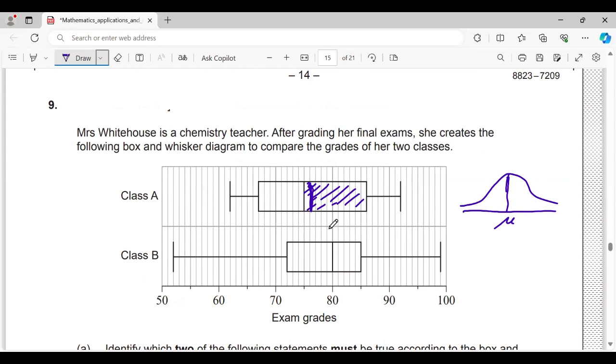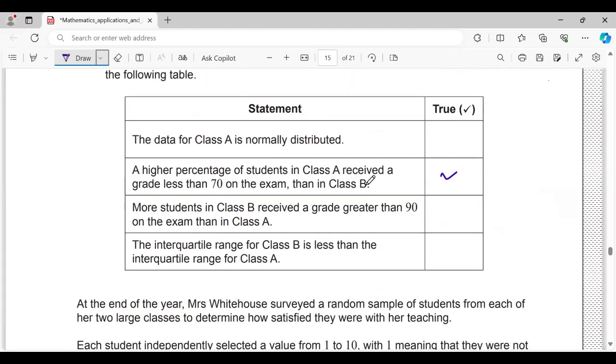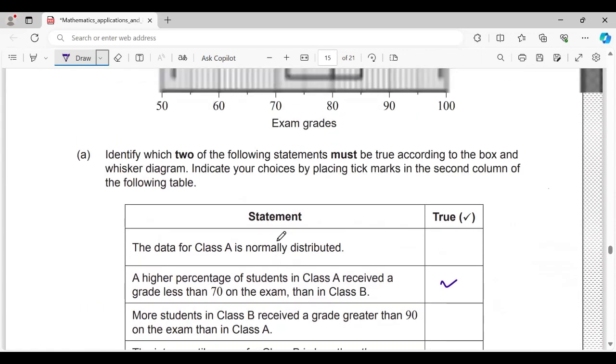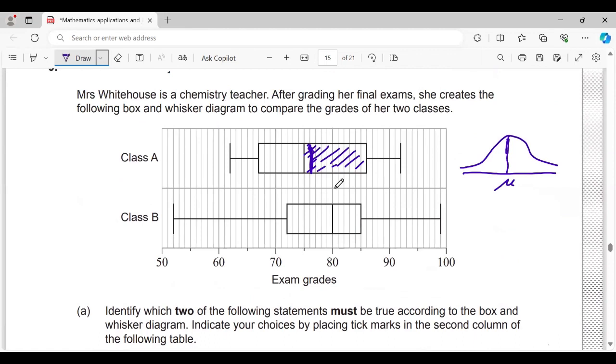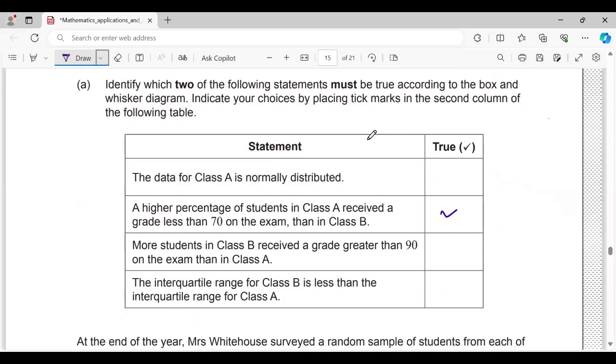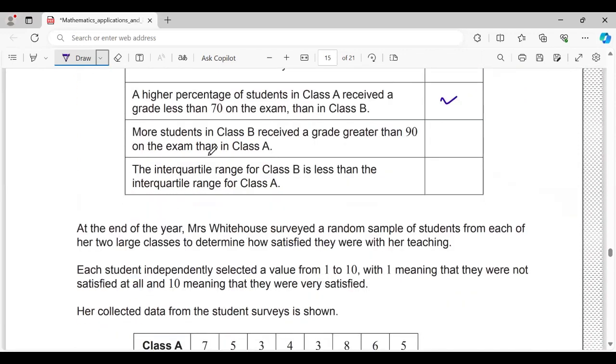Some students have the same score. So incorrect. The interquartile range for class B is less than the interquartile range for class A. Yeah, that's correct. Look at the distance, and if you compare with this one, class B is smaller, less than. Yeah, that's correct.